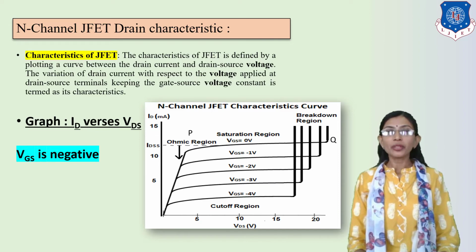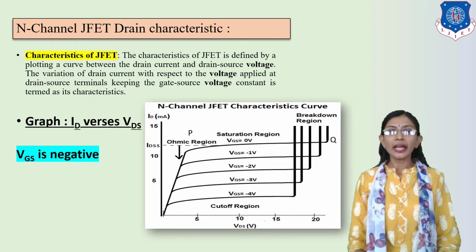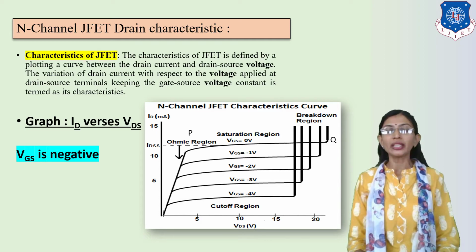After plotting these two axes, the y-axis and x-axis, we need to keep VGS constant, and we have drawn here different graphs for constant VGS. Look at this. I have drawn the first graph, that is VGS equal to 0. And according to the working, we are increasing VGS negatively. That means VGS equal to 0 volt, VGS equal to minus 1 volt, VGS equal to minus 3 volt, VGS equal to minus 4 volt.